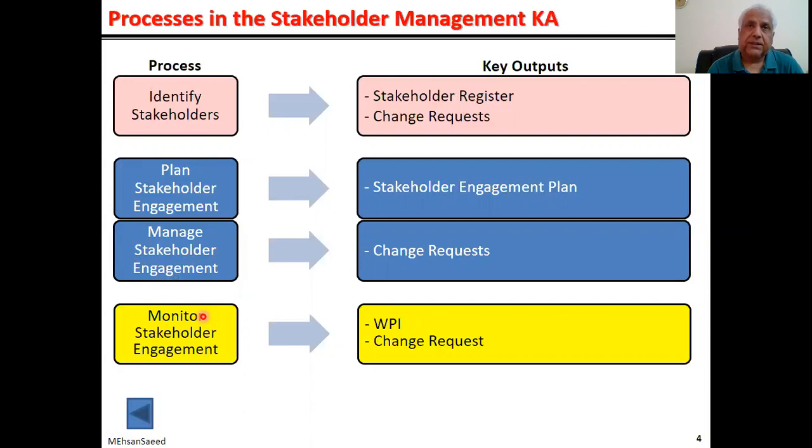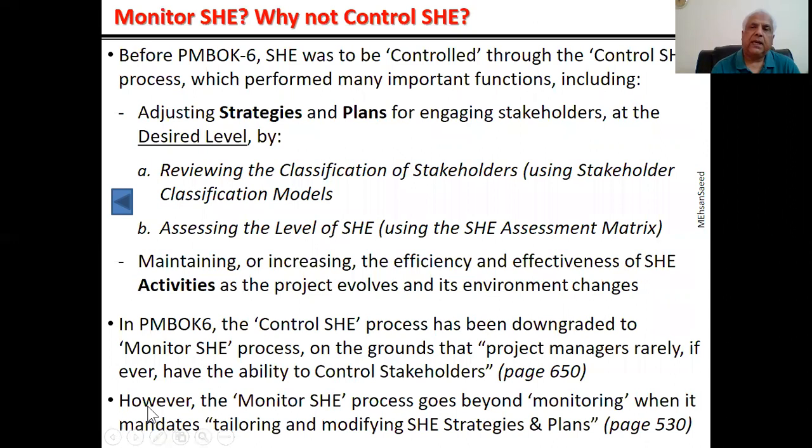As I said earlier in the video on communications, monitoring communications, in my opinion, monitoring is an integral part of managing. Why does PMBOK refer to it as monitoring stakeholder engagement and not controlling? It gives more or less the same reasons as it gave in the case of monitoring communications. The main rationale is that a project manager cannot control a process involving human interaction. Because stakeholders are humans, there is a lot of interaction there. Therefore, a project manager at best can monitor stakeholder engagement and cannot control.